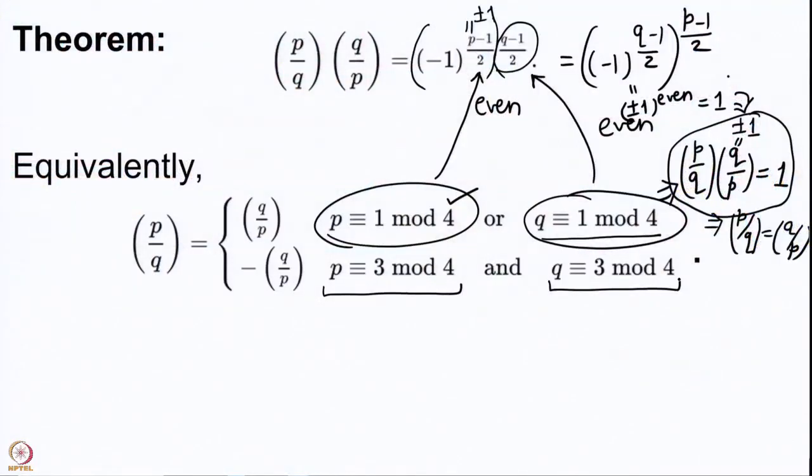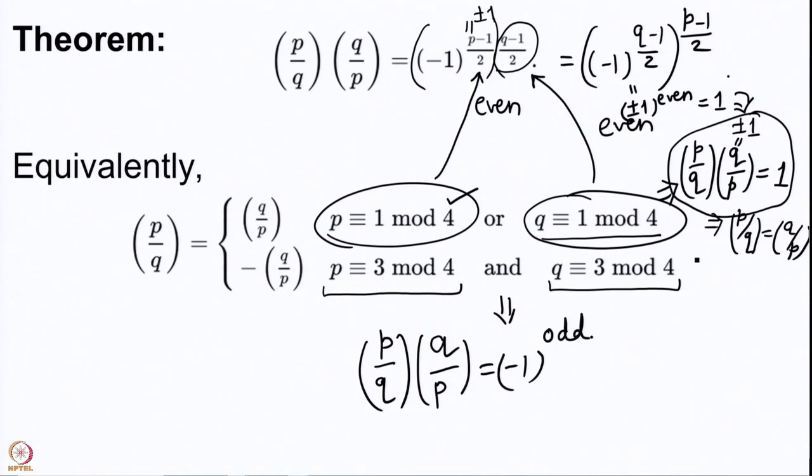But if you have that P is congruent to 3 mod 4 and Q is congruent to 3 mod 4, this tells you that the product is -1 to the power of an odd integer, which has to be -1, and then it will give us our result, that P by Q is -1 times Q by P. Okay, so this result, which may otherwise seem very complicated, does tell us how we are able to get the computation of P by Q from the computation of Q by P.